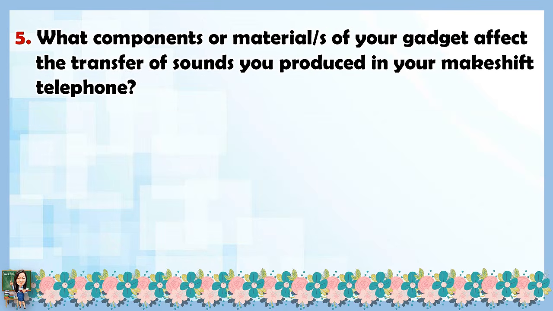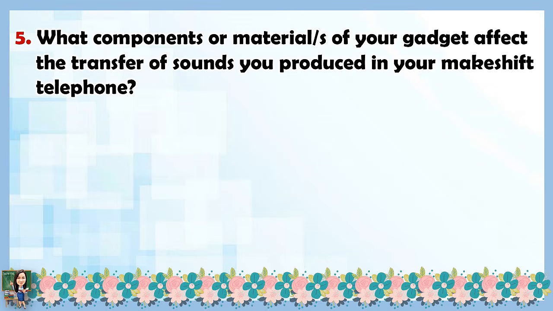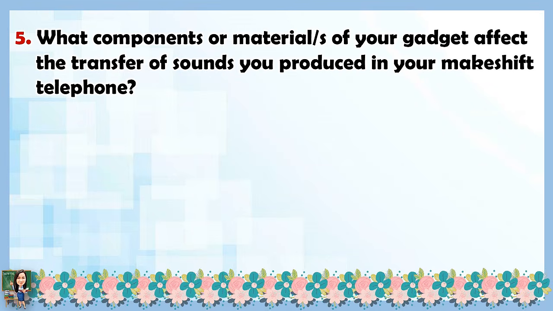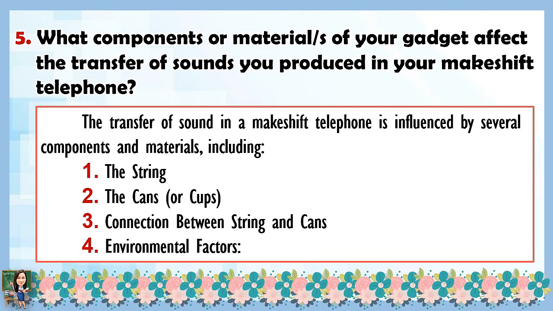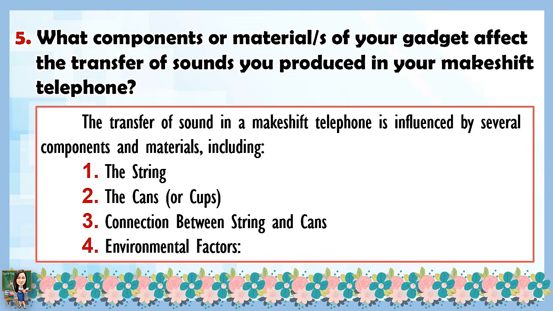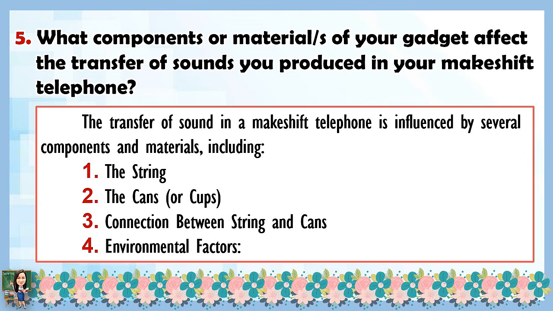Number 5. What components or materials of your gadget affect the transfer of sounds you produce in your makeshift telephone? Here is my example answer. The transfer of sound in a makeshift telephone is influenced by several components and materials, including the string, the cans or cups, connection between string and cans, and environmental factors.